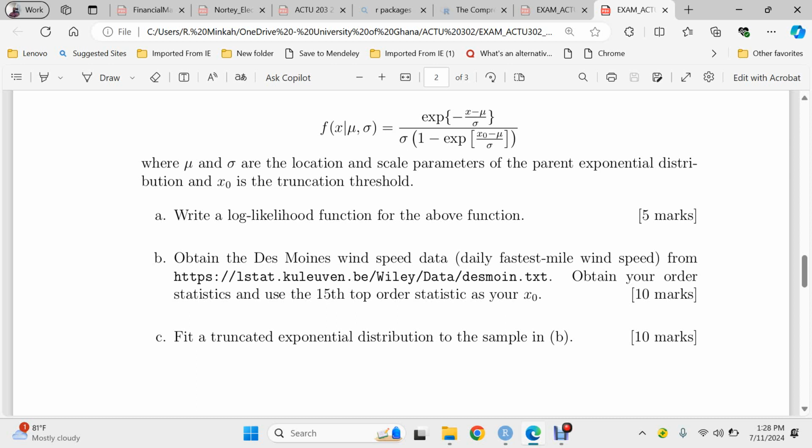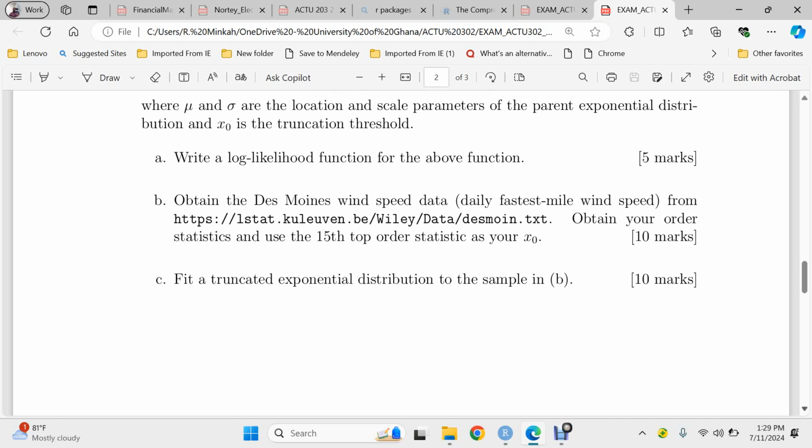Remember, in R, there is a which function, right? You can use which.max, which.min, and then you can use which to get the position where something occurs, and so forth. So you can explore some of those things. So, yes, you fit this to the sample in B. So it's not much of a problem.